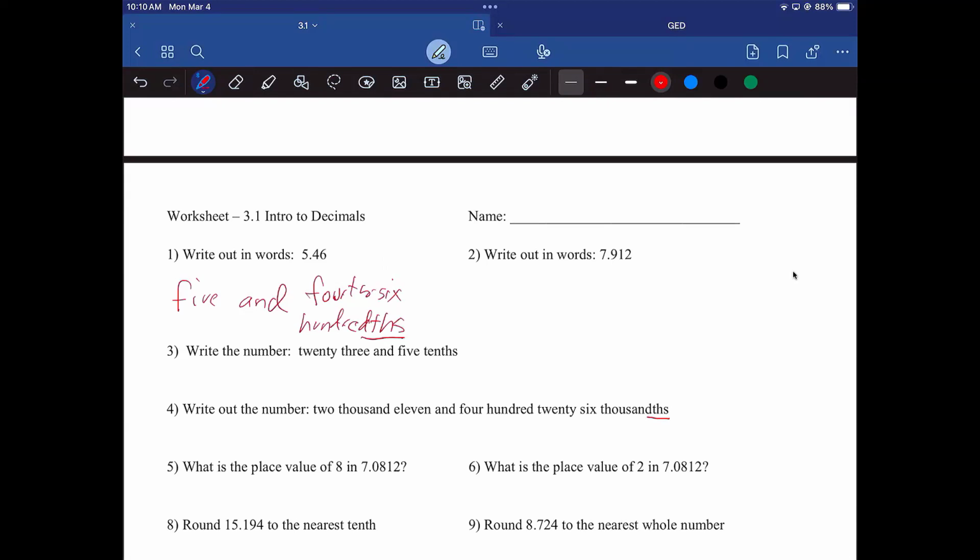So I'm going to go to the next one, and it says, write this out. And look at the number here, and. In my brain, that tells me, hey, Matt, put a decimal.